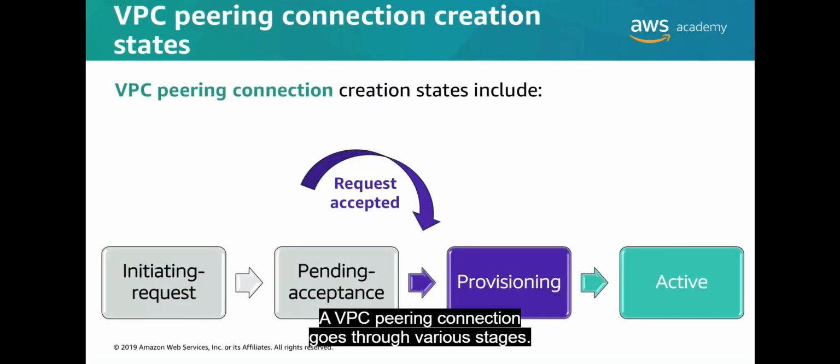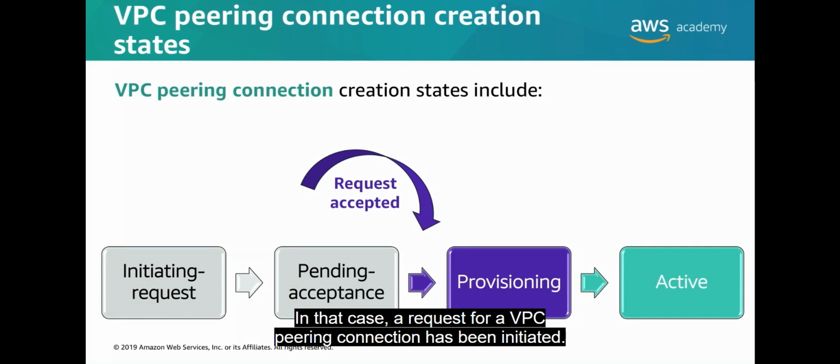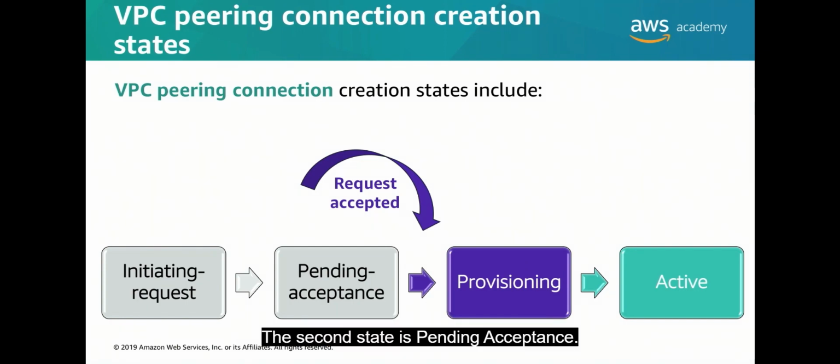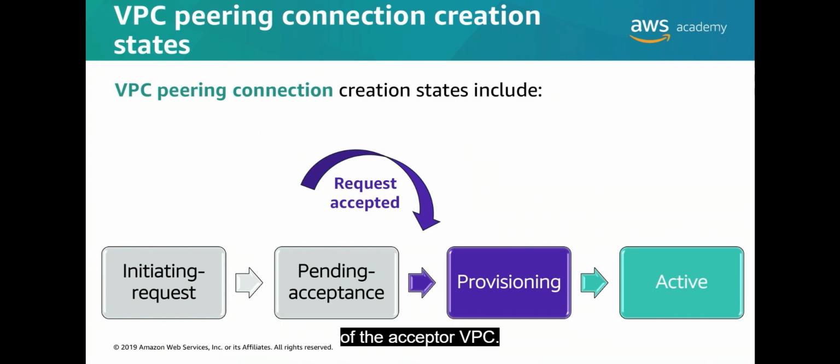A VPC peering connection goes through various stages. The connection process starts when the request is initiated. The diagram illustrates the states that a connection goes through during a normal creation process. They consist of the following states. The first state is initiating request. In that case, a request for a VPC peering connection has been initiated. The second state is pending acceptance. The VPC peering connection request is awaiting acceptance from the owner of the acceptor VPC.